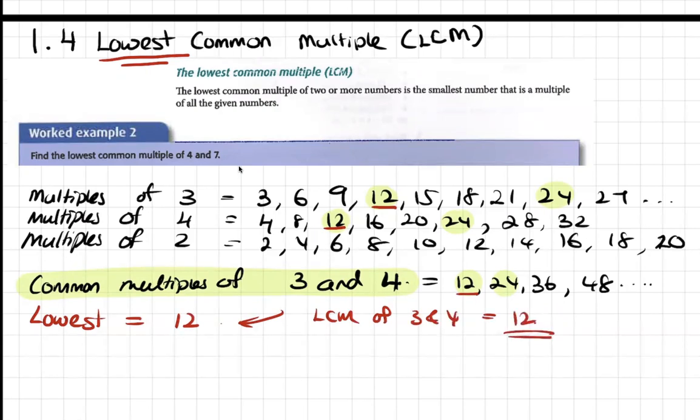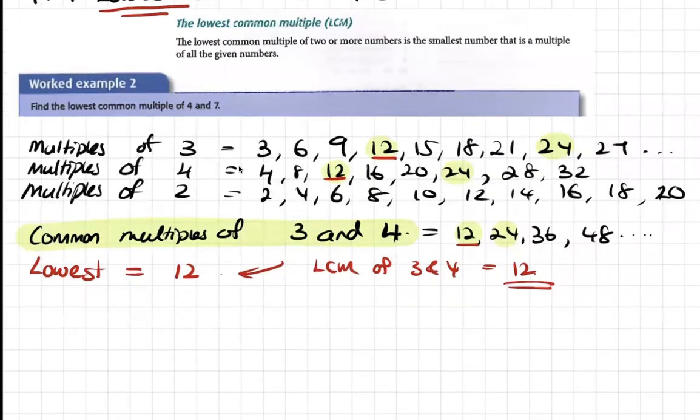So sometimes you'll think that, oh, Mr. Liao, this one we just multiply this together and then we get the answer. But that's not the case. Sometimes it is, sometimes it is not. These are only applicable to smaller numbers. If it gets bigger, then not really. So let's try the one that is given here. The worked example is 4 and 7.